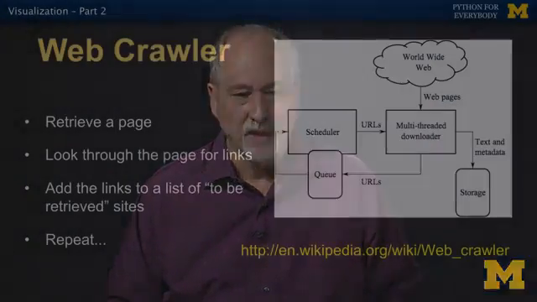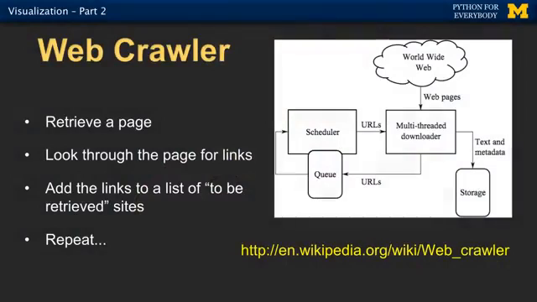So the crawler just slowly but surely crawls and gets as good a copy of the web as it can. Its goal is to retrieve a page, pull out all the links, add the links to the queue, and then just pull the next one off and do it again and again, and then save all the text of those pages into storage. In our case, it'll be a database. In Google's case, it's literally thousands or hundreds of thousands of servers. But for us, we'll just do this in a database.